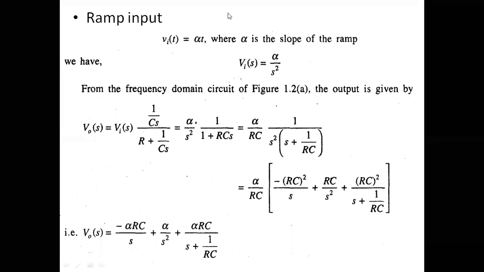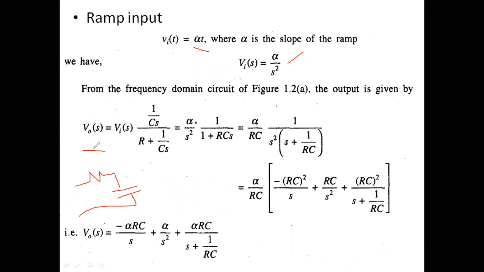Therefore, here we have considered the ramp signal, that is alpha t. Already you know that the ramp signal is defined as alpha t for t greater than 0. If you take the Laplace transform, the Laplace transform of t is nothing but 1 by s square. Alpha is a constant, therefore we can write it outside. Therefore, this is the Laplace transform of your input. Similarly, we know the transfer function for a high pass circuit. If you see the high pass circuit like this, it will be the transfer function.